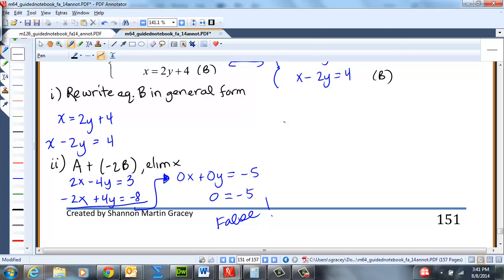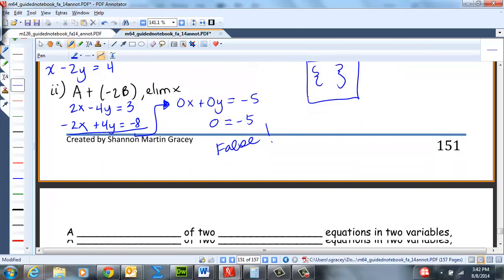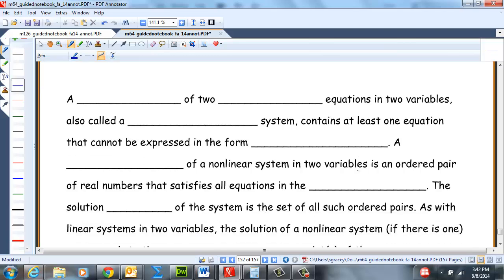So in this case, the third step will be our conclusion. The conclusion is that there is no solution. This means that these graphs do not intersect ever. Okay, so here we go.